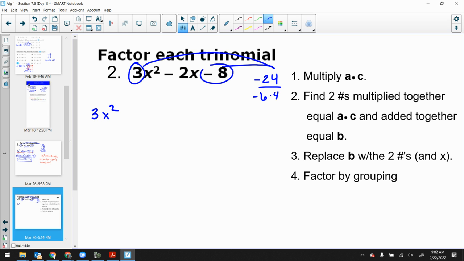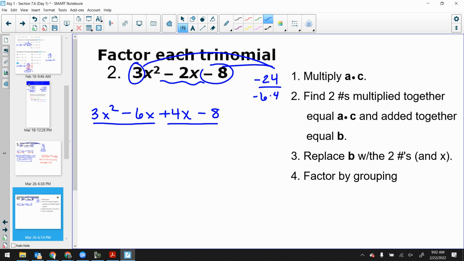Step 3, replace B with those two numbers. Copy on our first term and last term. Those don't change. The middle term gets rewritten: negative 6x plus 4x. And again, it doesn't matter whether we put the plus 4x then the negative 6x. You're going to get the same answer either way. It just may look a little different along the way.